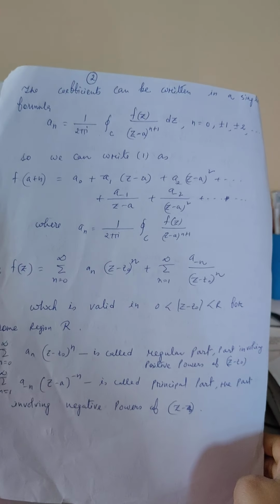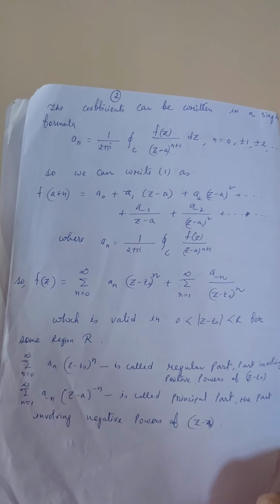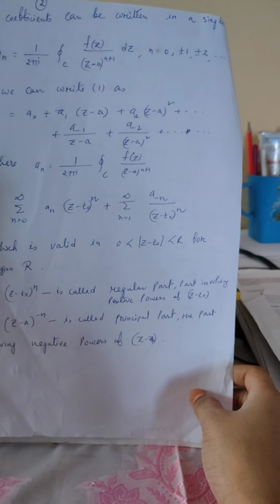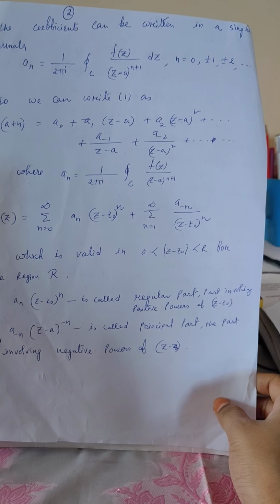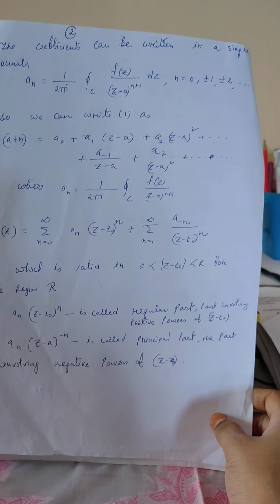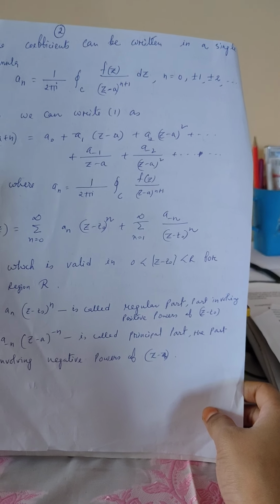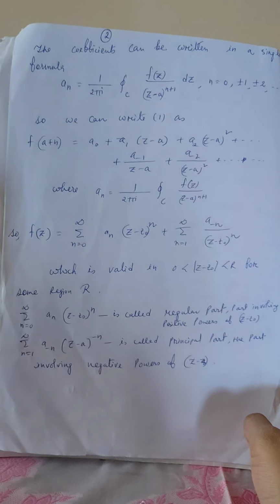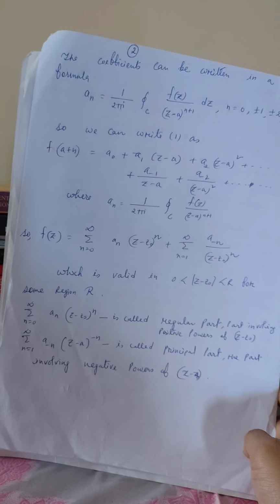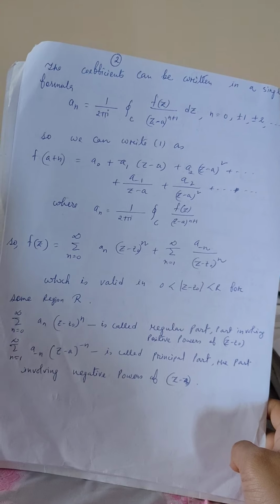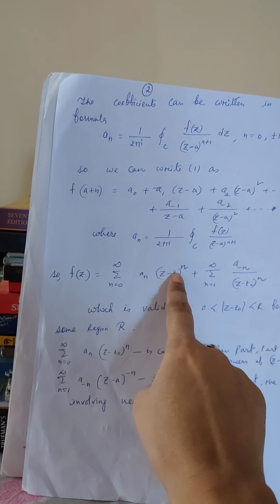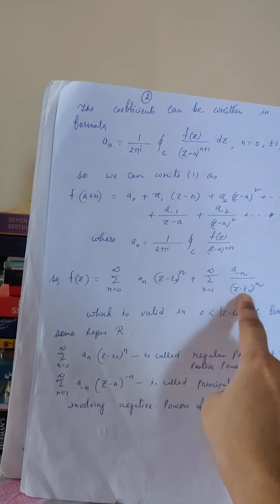So what will be the expansion of the whole function f of z? It is the summation n from 0 to infinity a_n (z minus z naught) to the power n, plus the summation n from 1 to infinity a minus n (z minus z naught) to the power minus n. So this is the expansion of f of z. Now you see that in the expansion we are getting two kinds of terms: one is positive powers of z and another one is negative powers of z.